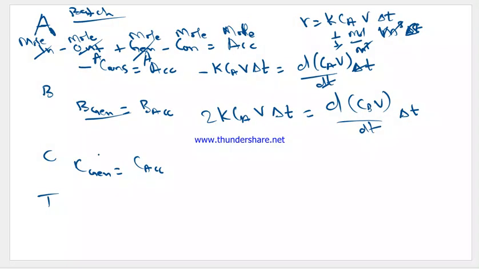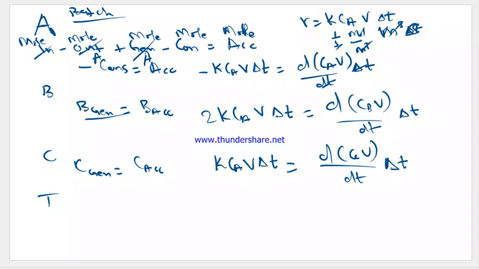Therefore, we are going to have kCA V delta T, which is the moles generated for C, equal to... so we are relating all the rate of reaction of B and C to that of A from the balanced reaction. So kCA V delta T is equal to dCC/dt times V delta T. That is the rate of change of moles of C within.